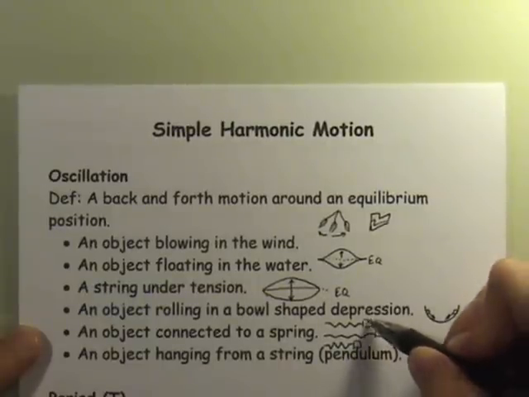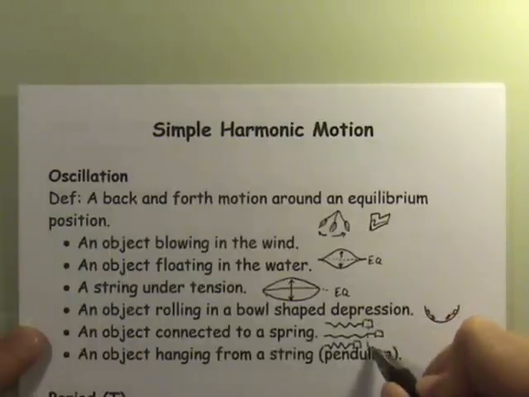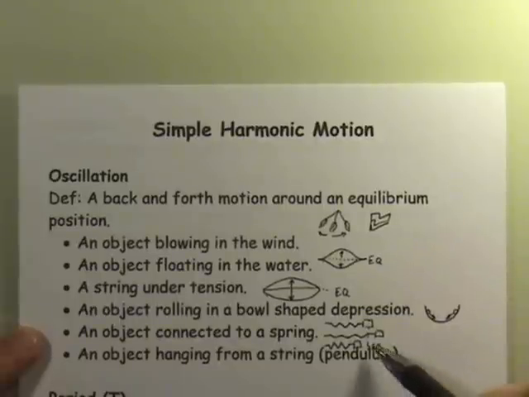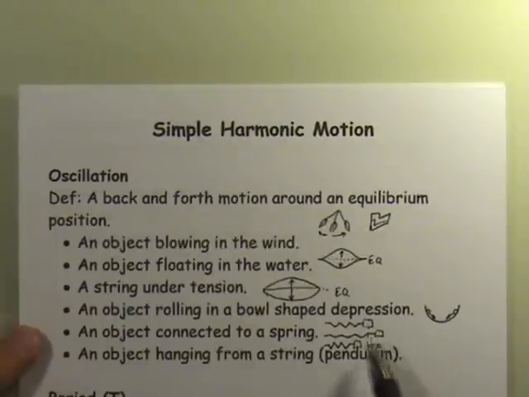And so again, we have that natural equilibrium position, and the spring will begin to cause the mass, not the spring, but the mass, to begin to oscillate back and forth across that equilibrium position.